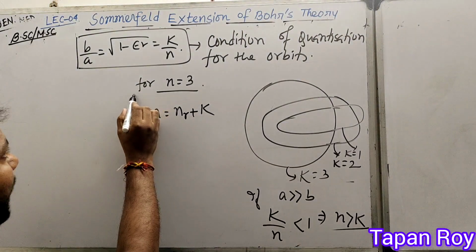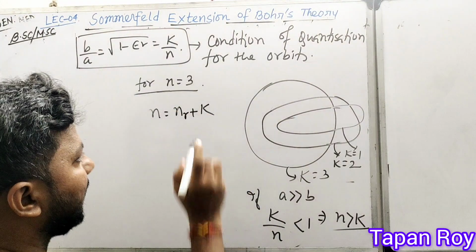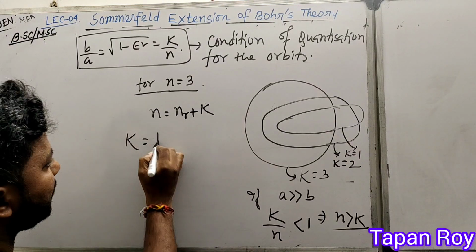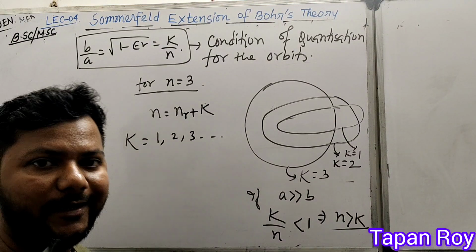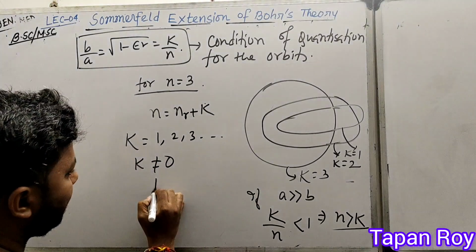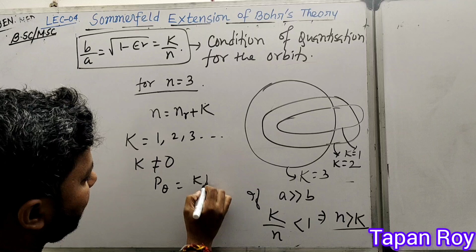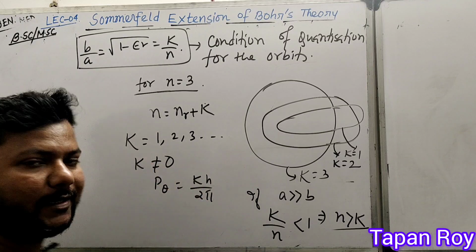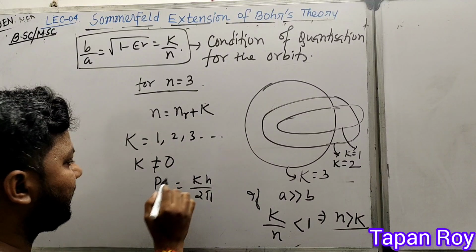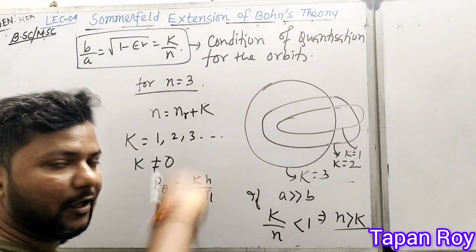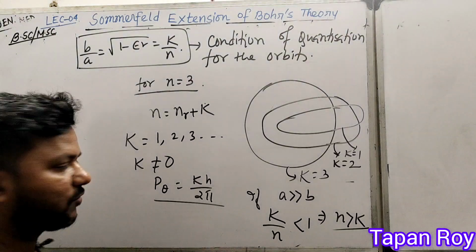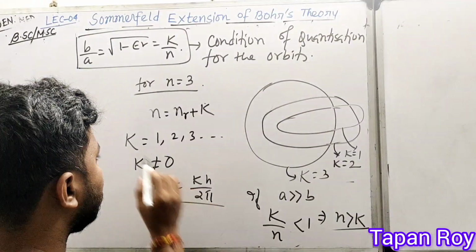Now let's see, remember the permissible values of k are 1, 2, 3, and so on, and k is not equal to 0. Why is k not equal to 0? Because we know p theta is equal to kh by 2 pi. If k is 0, then p theta is 0, and the electron will execute simple harmonic motion, so it is not possible. So k is not equal to 0, and the permissible values of k are 1, 2, 3.